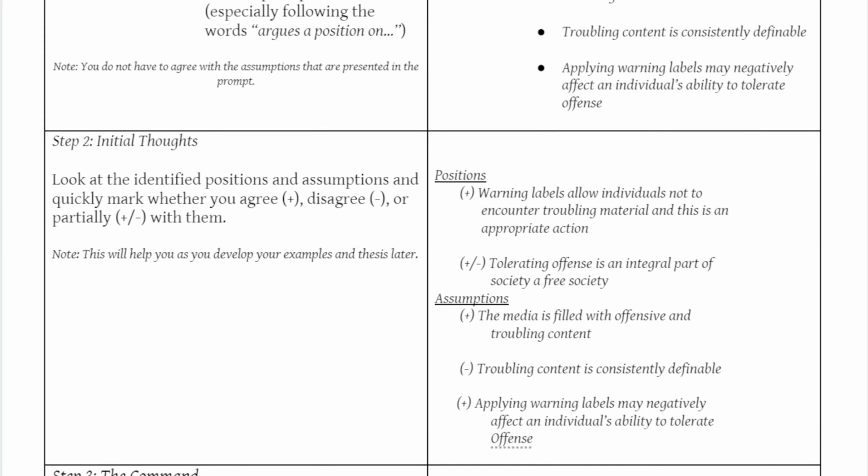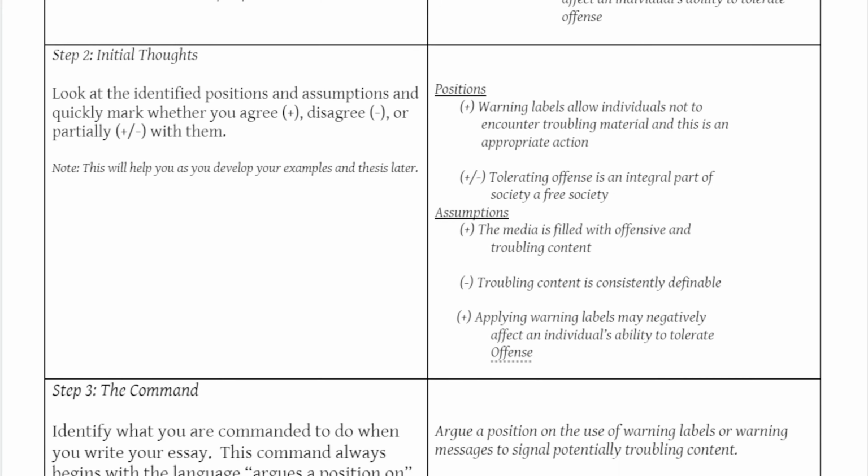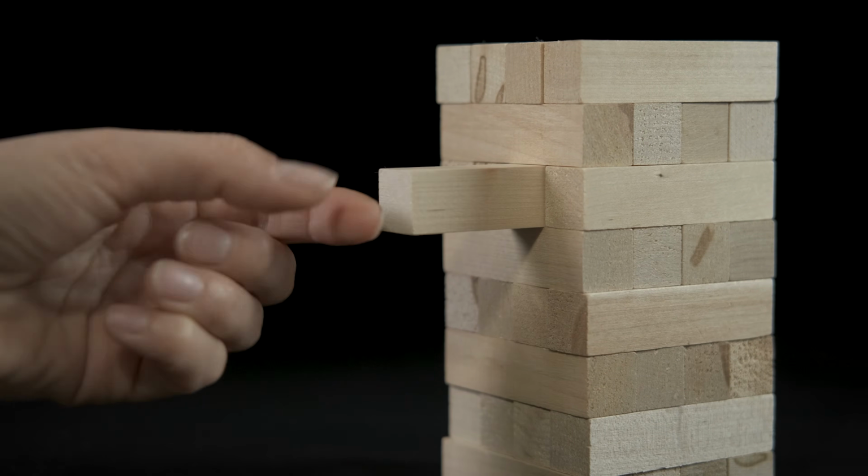The way I generated the concession part of my thesis was by going back to my planning guide that we looked at in my last video to see where I partially agreed or disagreed with positions or assumptions from the prompt. Then I just added those pieces into the concessionary part of my thesis template. That's why planning is so important. My entire complex thesis was generated from only my planning, and my planning took about 4 or 5 minutes.